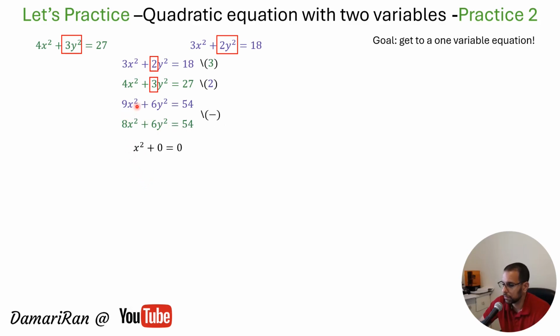We're going to get 9x squared subtracted, 9x squared minus 8x squared equal to x squared. 6y squared minus 6y squared gives us 0, and 54 minus 54 gives us 0. This is scary at first because we're not used to getting rid of so many numbers at the start, and we have almost nothing now. But don't worry, it's fine because the algebra is sound. So x squared equals 0, which means that x is equal to 0.